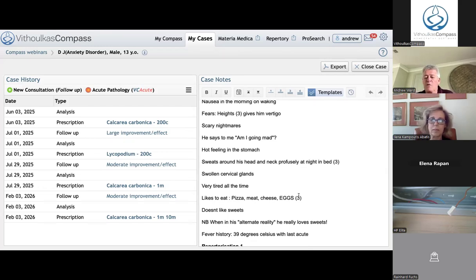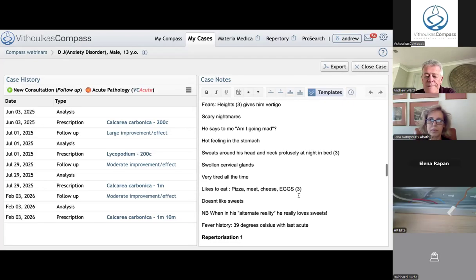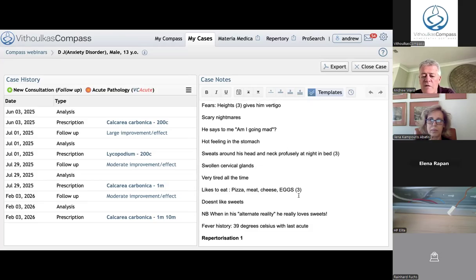Another interesting thing was when he's in his alternate reality, he loves sweets. When he's back to himself, he doesn't like them. So he has another personality that has different food desires. Fever history, he had this 39-degree fever with this last acute. So this gives us a good prognosis for him because as we know with the levels of health, if a child's getting high fevers and it's recent, then we have a good chance of recovery.